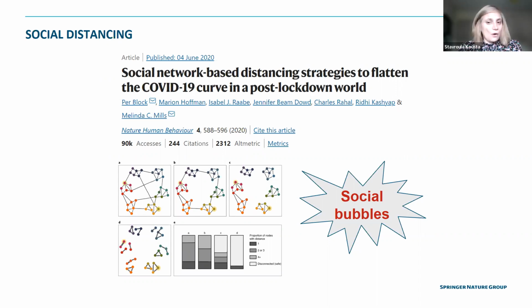So that's where the concept of social bubbles was born, which was enormously influential in policy. With some modifications, it undergirded the support bubble policy in the UK, and it was also implemented elsewhere, including in some parts of the US, for instance, the state of Pennsylvania.